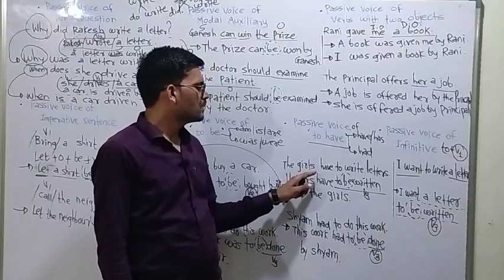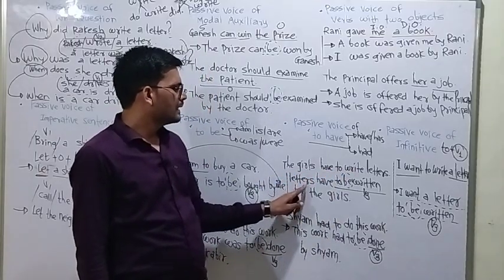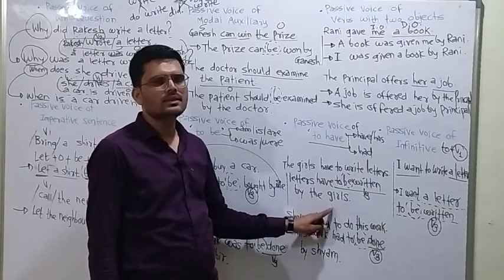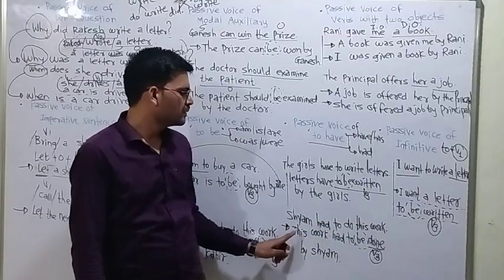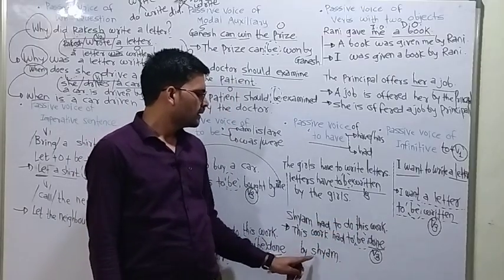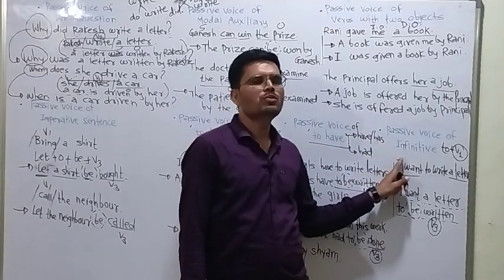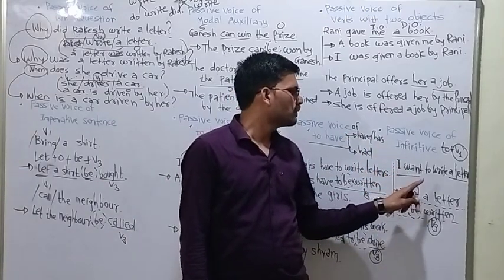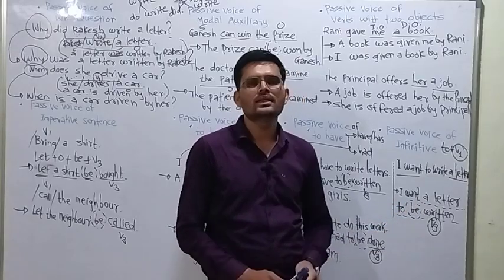Next, the girls have to write letters. The answer is that letters have to be written by the girls. Next, Shyam had to do this work. This work had to be done by Shyam. Okay. Next, last one: passive voice of infinitive. What is infinitive? To plus V1. Okay. I want to write a letter. I want a letter to be written.